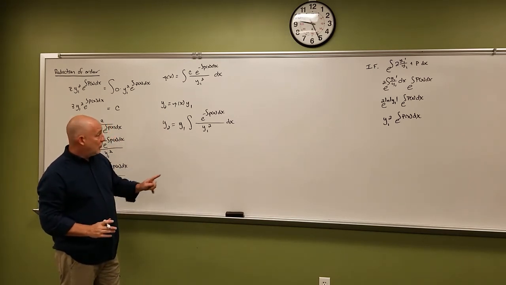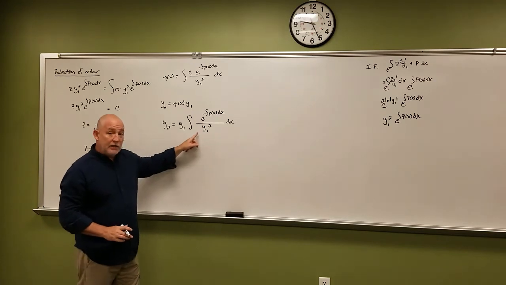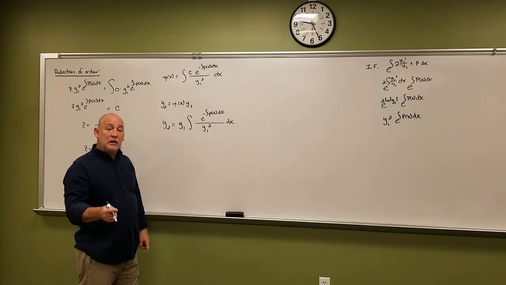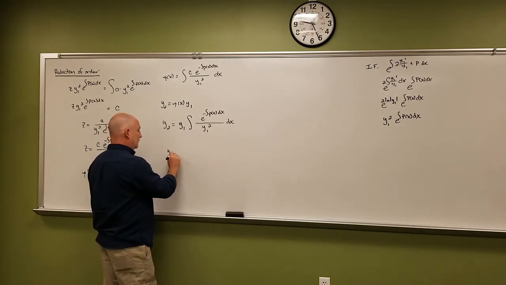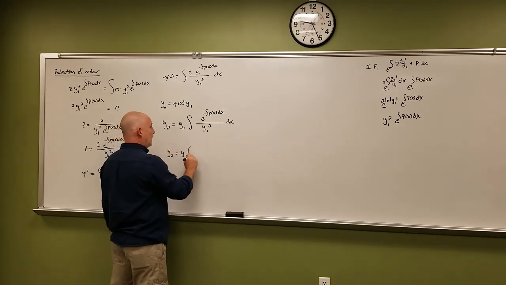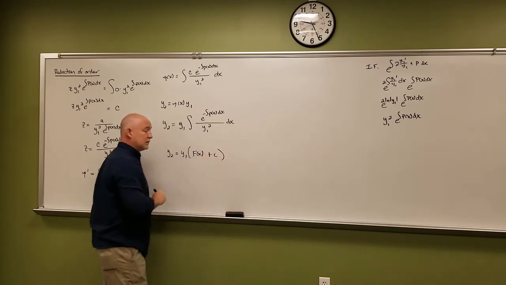Now, another small detail. When we do integrate this piece here, we get an arbitrary constant, right? So don't write this down, this is just me. We'd have y1 times whatever this is, so this would be some function of x plus a constant.